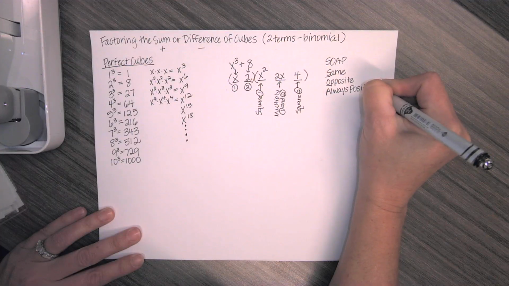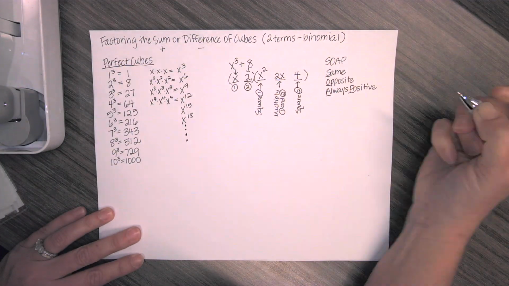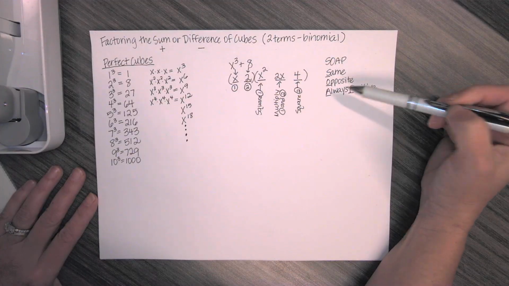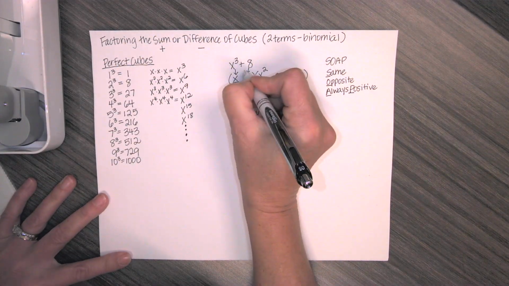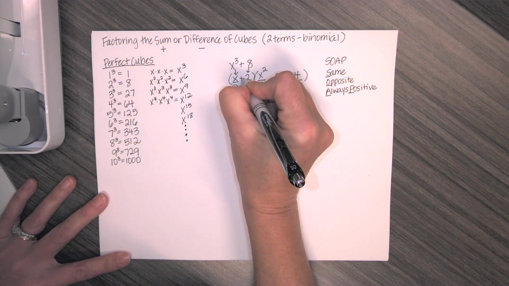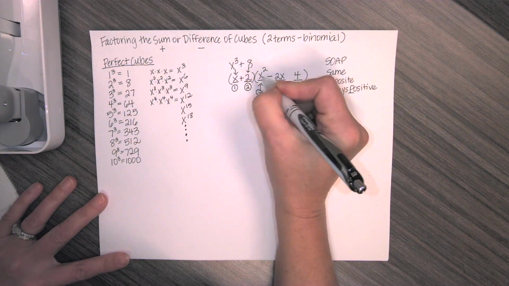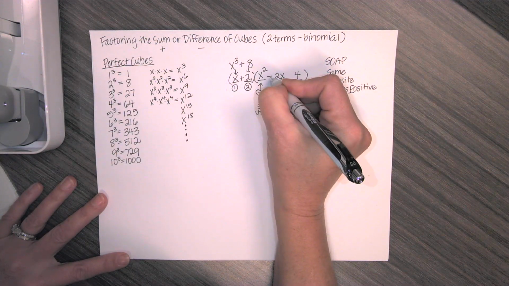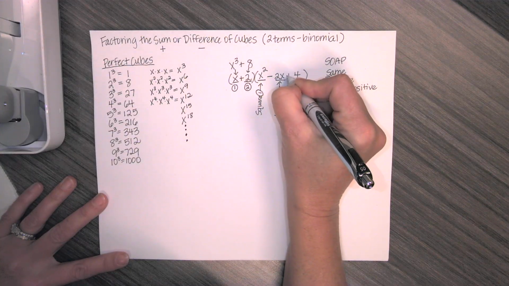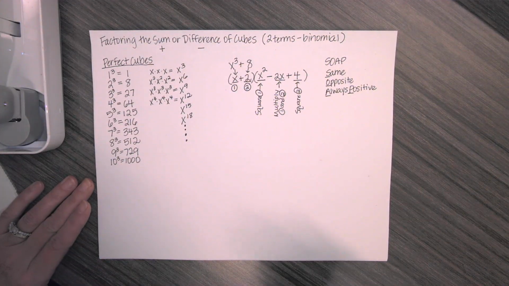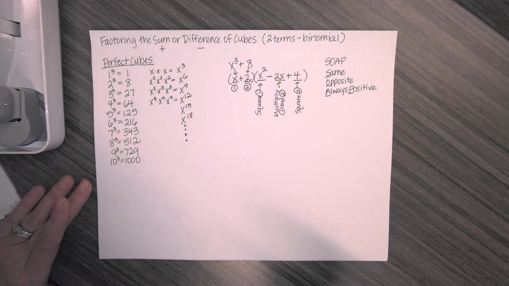So once you've got all your terms filled in, then you want to come back and fill in your signs using SOAP. So same means same as in the problem. So the first one's going to be a plus. Opposite means opposite of what's in the problem. So that's going to be a minus. And then the last one is always positive. Okay, so we've got it factored. That was the sum of cubes.